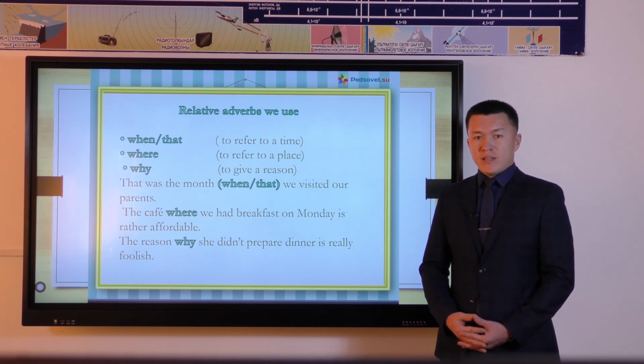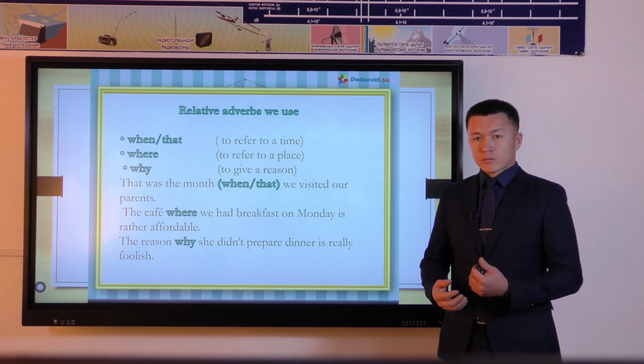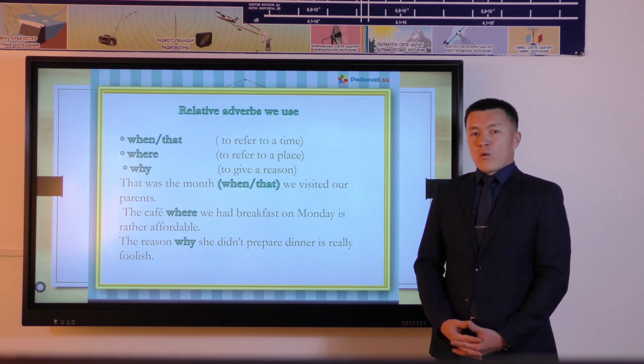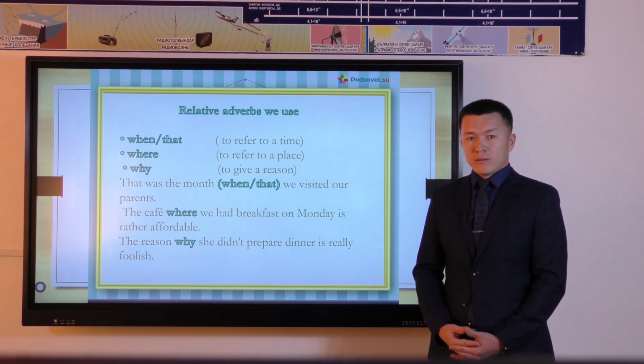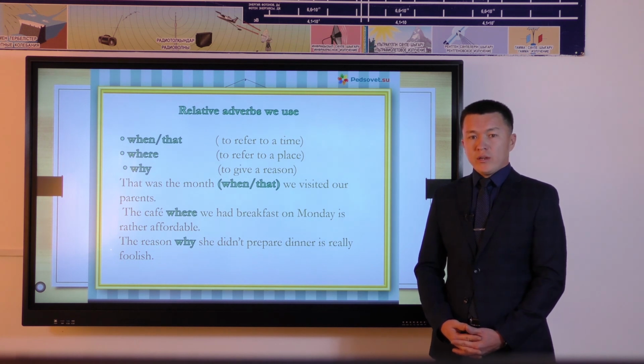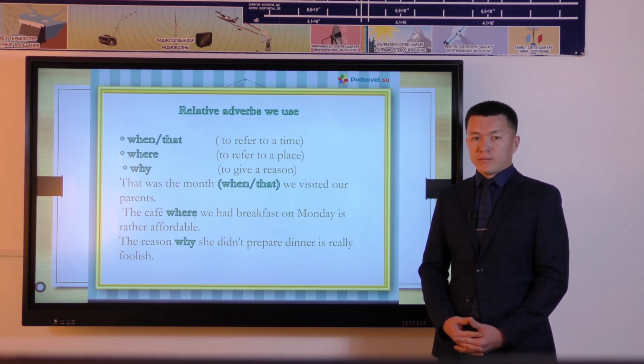We can also say, that was the month that we visited our parents. And you can see that that is a universal word that can be used in both cases. The next one is where, which refers to a place, like, the cafe where we had breakfast on Monday is rather affordable. And we can see that where shows us the word cafe.